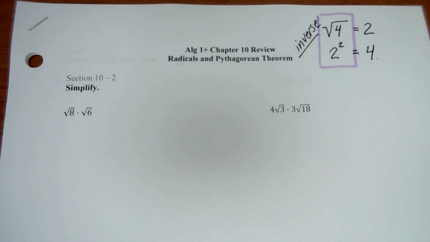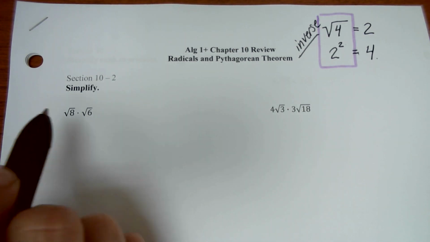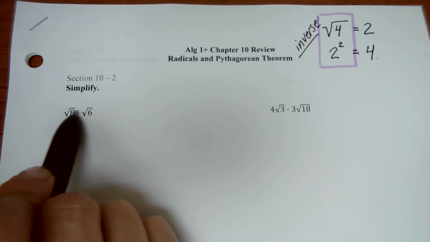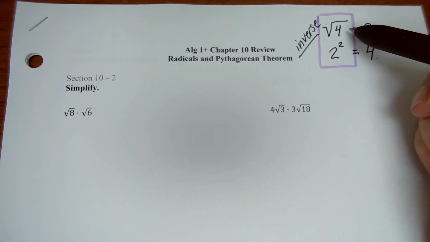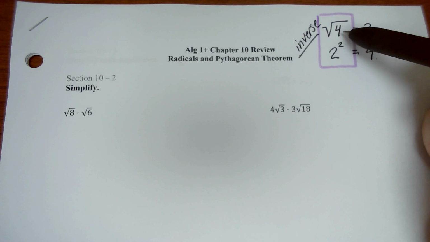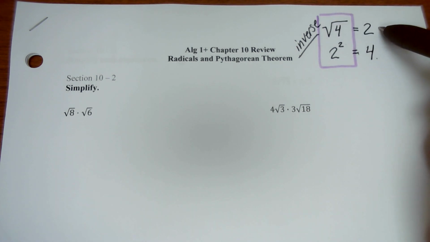Here we're being asked to simplify products of 2 different radicals. So when we're simplifying, our goal is to hunt for any perfect squares that are hiding within the radical. Because if I take the square root of 4, because 4 is a perfect square, the square root is going to be a nice whole number, 2.